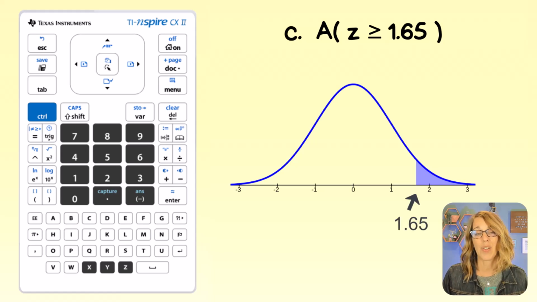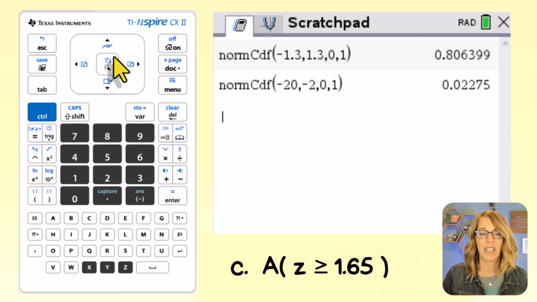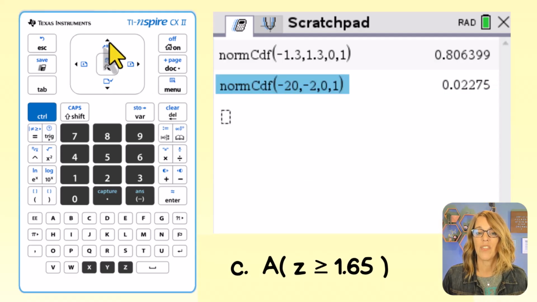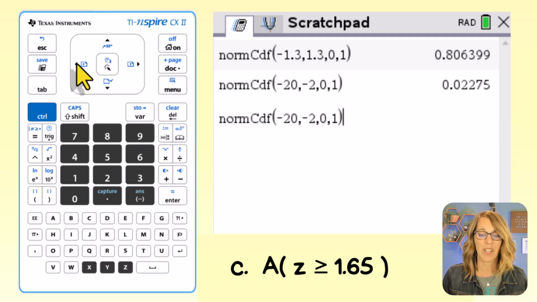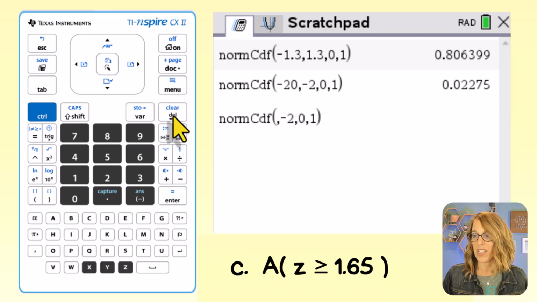Now in this example, I wanted to show you when our area is on the right-hand side, or an upper area. So here we've got z is greater than 1.65. So I'm going to do that normal CDF again, but this time let's go ahead and choose the normal CDF from what we typed in before. I just arrowed up until it's highlighted. Let's go ahead and hit enter. And I'm just going to back up and I'm going to change these values. So I want to change this -20 into, I'm starting at 1.65.